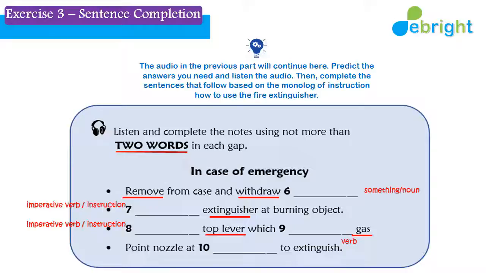And then number 10, point nozzle. So the keyword point nozzle over there. So at, so something or place. Yeah. Great.